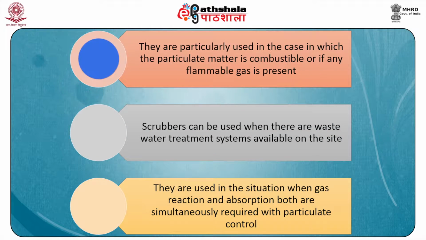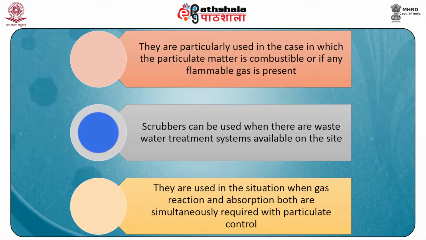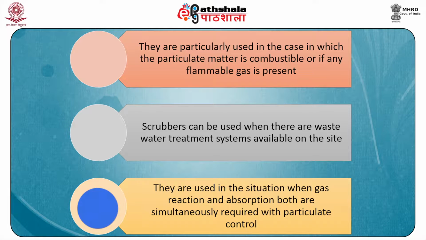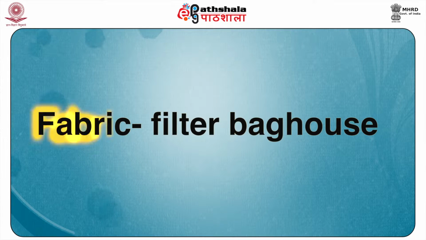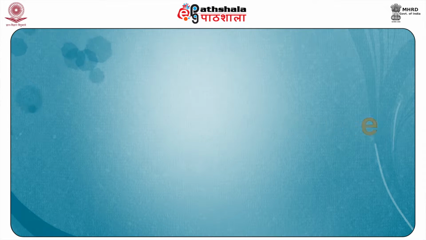For example, they are particularly used in case in which the particulate matter is combustible or if any inflammable gas is present. The second thing is scrubbers can be used when there are wastewater treatment systems available on the site. And the third is they are used in the situation when gas reactions and absorption both are simultaneously required with particulate control. There is another important device which is known as fabric filter baghouse.